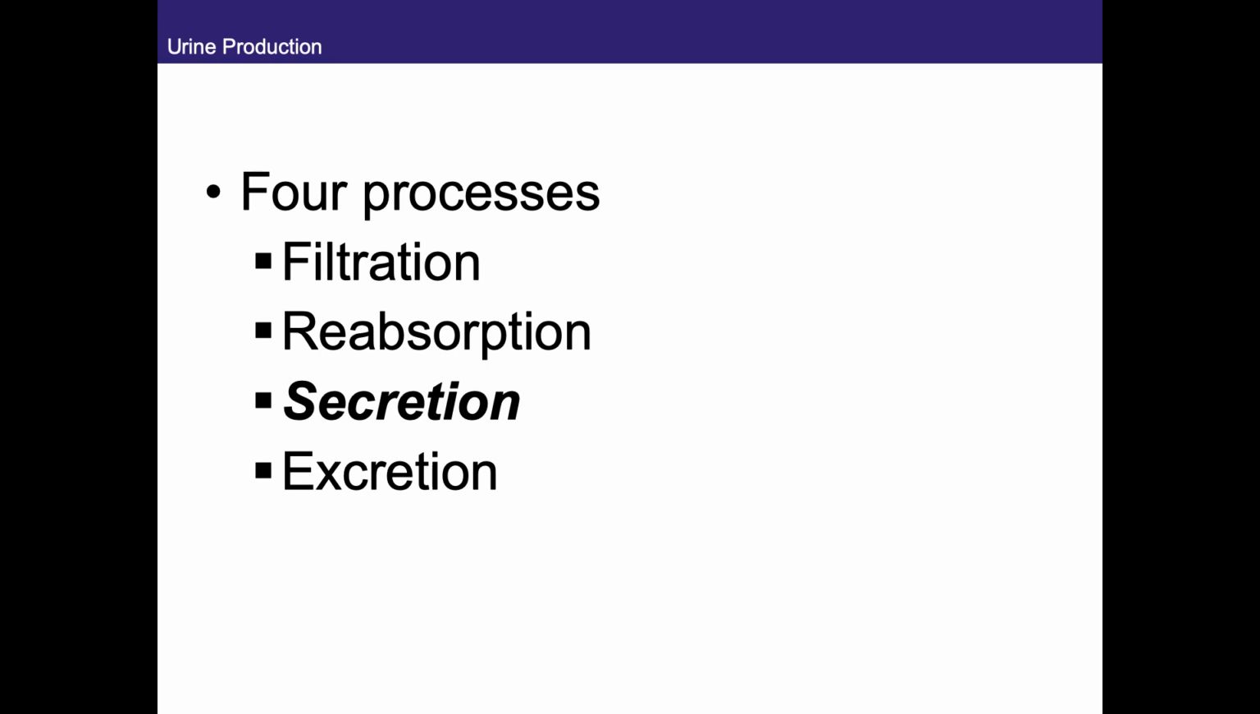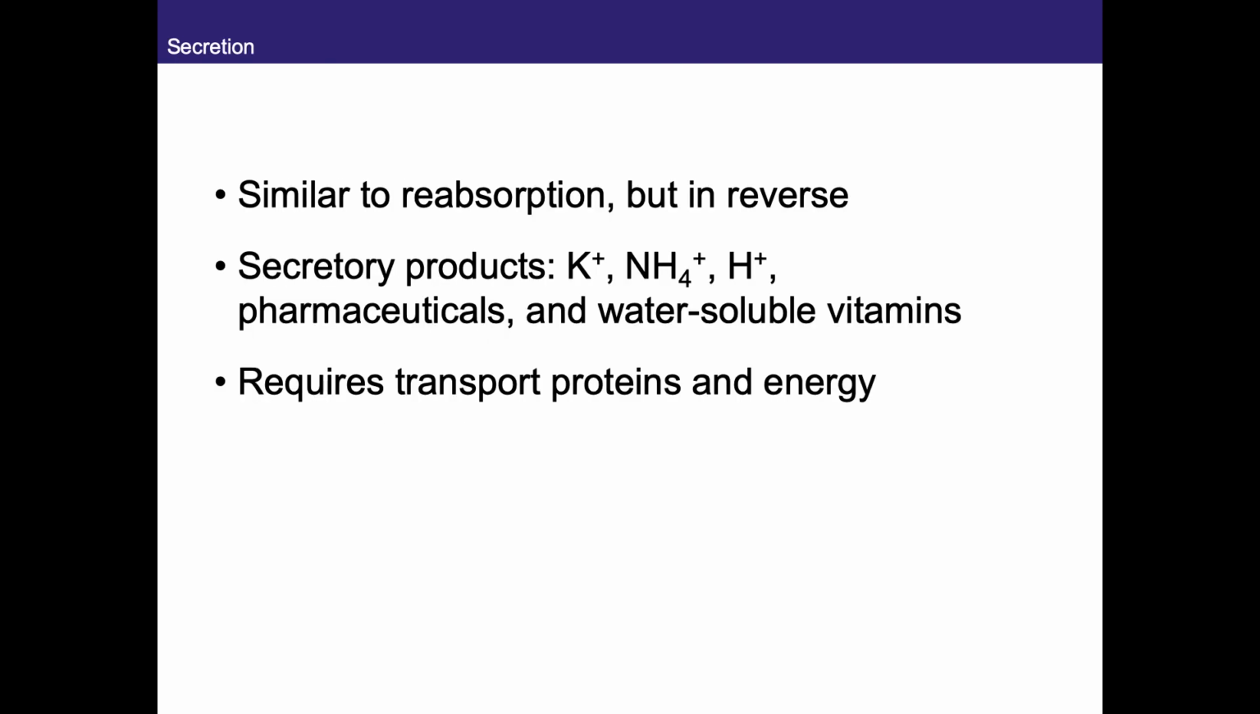Secretion is the opposite. Secretion is when you deliver drugs, vitamins, potassium, ammonium ions, and acid from the blood into the nephron to be eliminated when you urinate. So that's secretion. It's similar to reabsorption, but in reverse. And it also requires transport proteins and energy, like secondary active transporters.